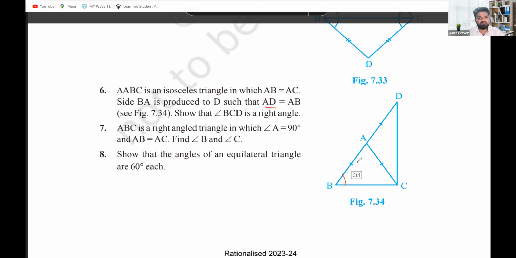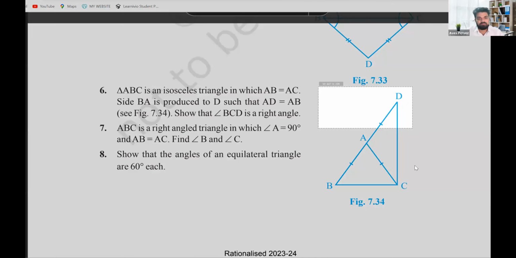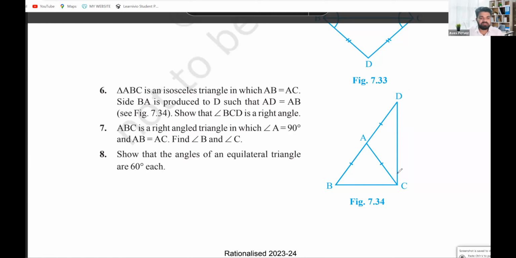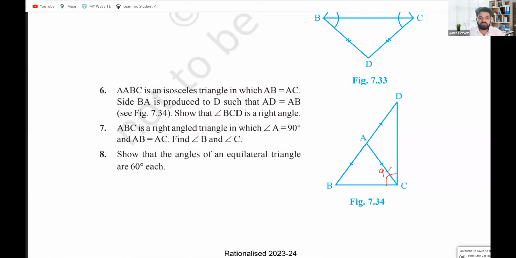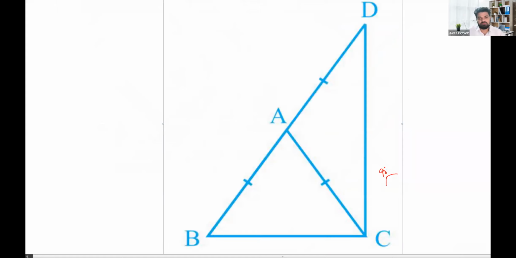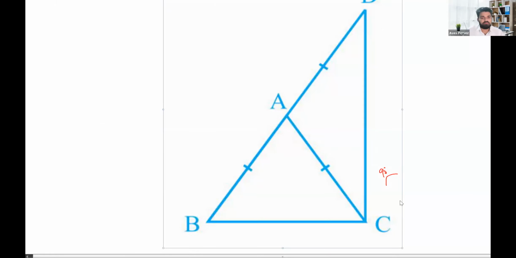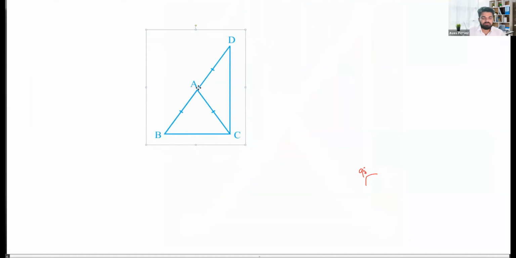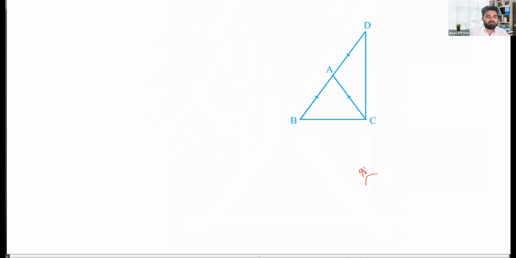So let's write this question in our copy and start. You need to prove that angle BCD as a whole is going to be 90 degrees. So how will you be able to prove this angle as 90 degrees? How will you be able to prove it?